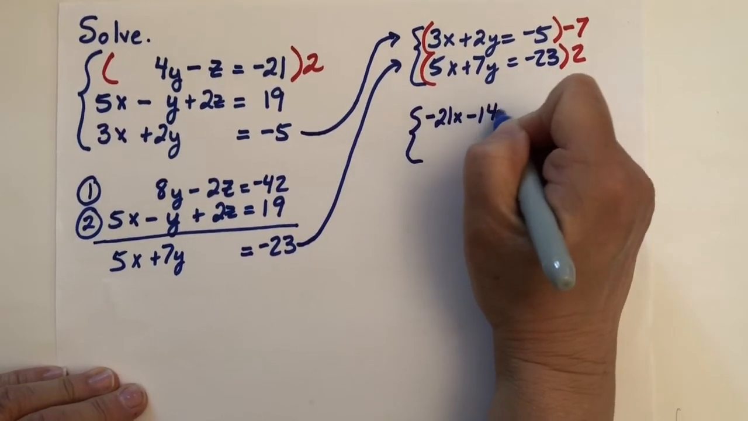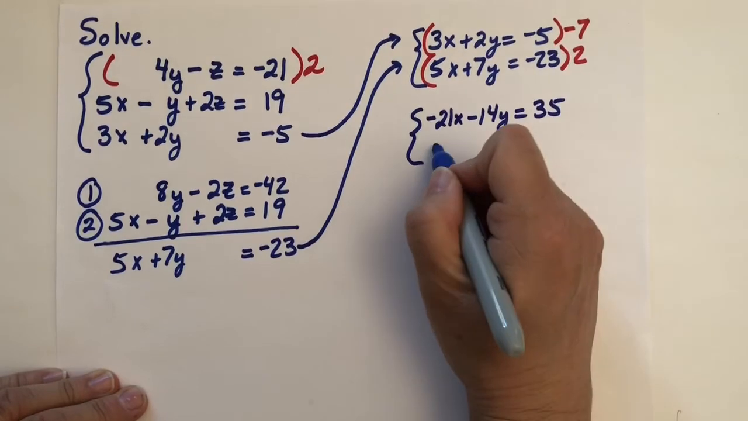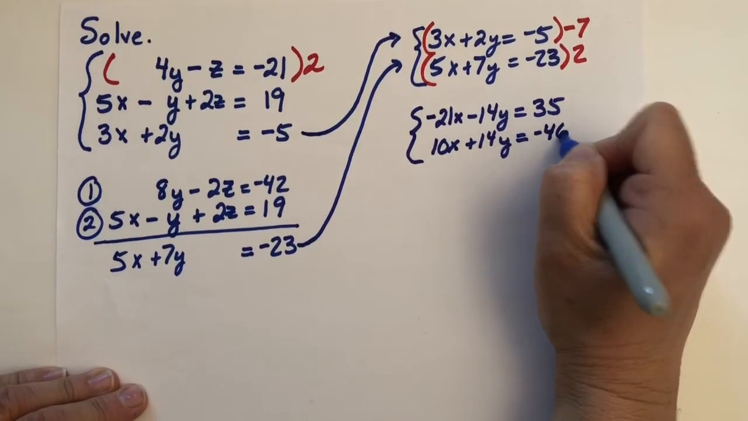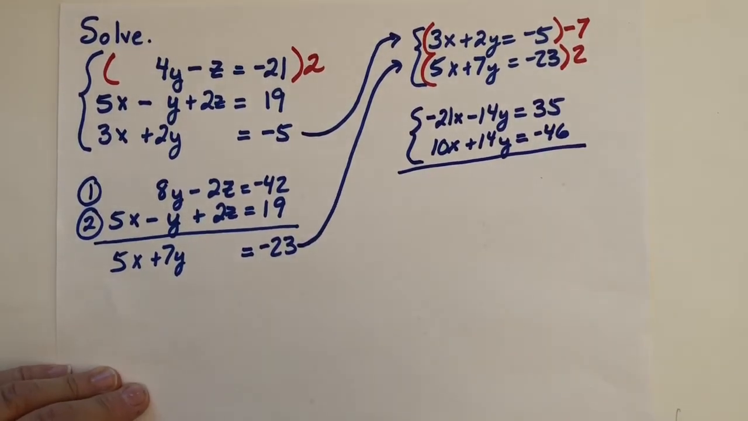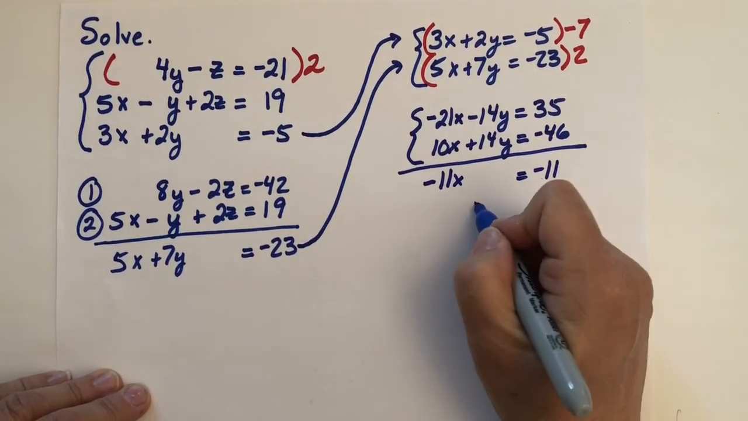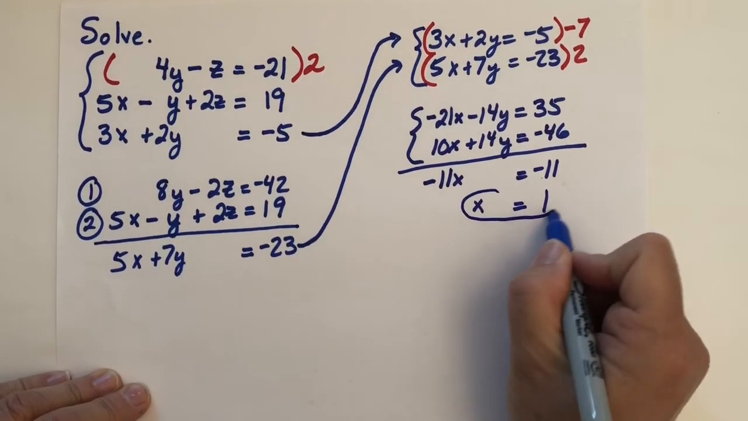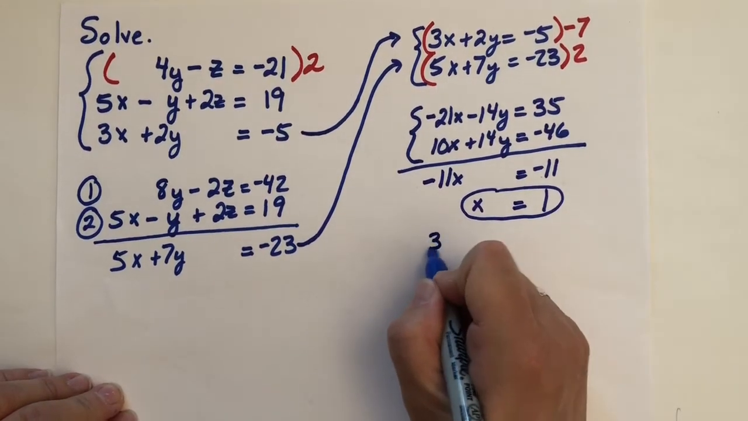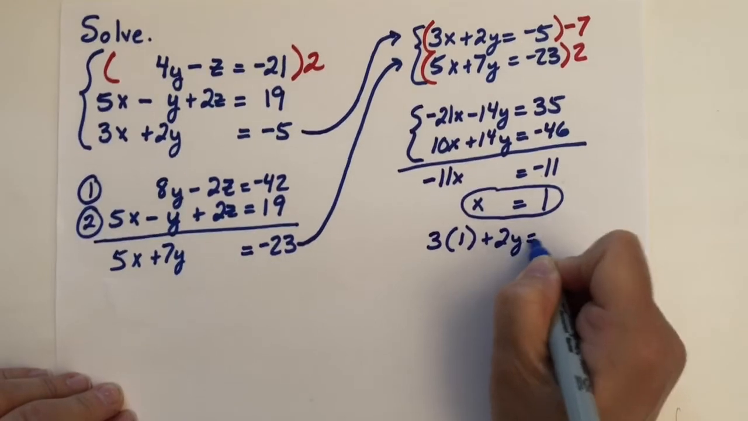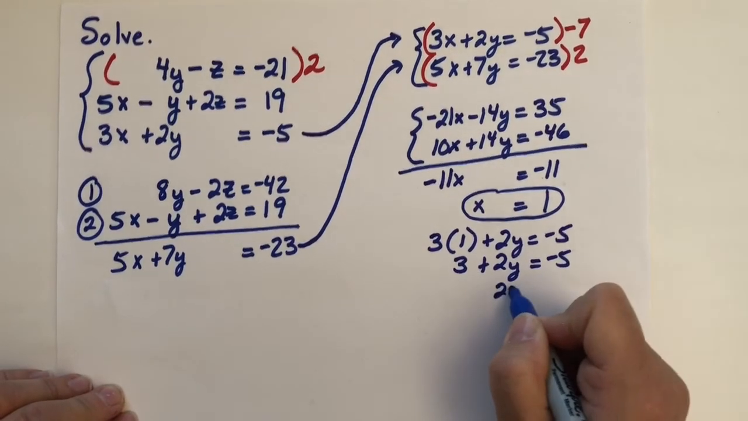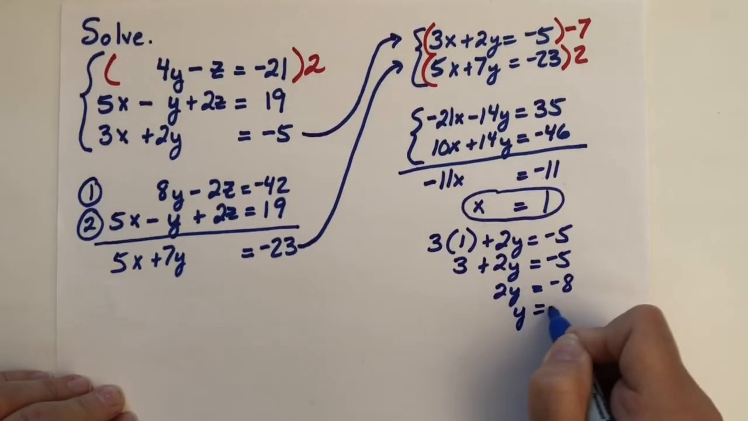And when I do that, I get this. -21x minus 14y equals 35. And 10x plus 14y equals -46. When I add those together, what do I get? I get -11x equals -11. So x equals +1, and we have our x coordinate of the solution. Let's pop 1 back in here. And now we can solve this equation. So we have 2y equals -8. So y equals -4.